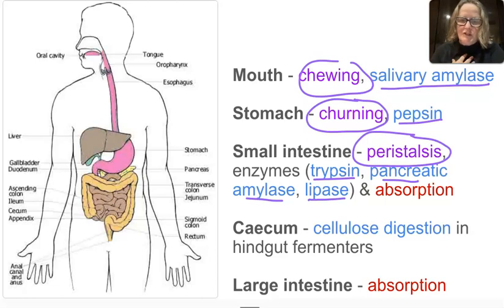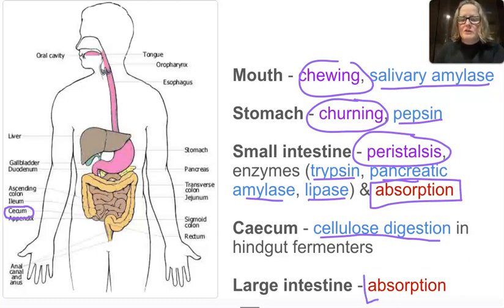We are not able to digest cellulose, but if we were looking at a herbivore here, they would also have bacteria or protozoa living inside their gut that would do cellulose digestion in the cecum. And the cecum's down here. And then there are 2 places where absorption takes place. In the small intestine, second half of the small intestine, and also in the large intestine. And the absorption in the large intestine is predominantly water.